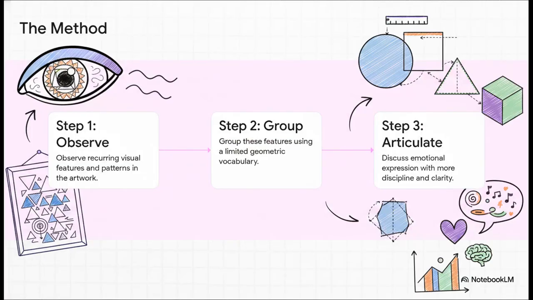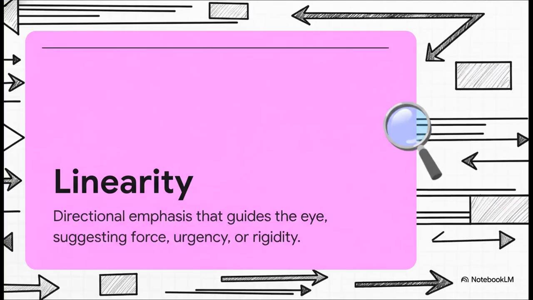And the process is actually pretty straightforward. First, you just look at the art and notice the patterns. Then you use a small set of geometric ideas to give those patterns a name. And that simple act, that labeling, lets you talk about the feeling of the piece with so much more precision. So, what's in this vocabulary?